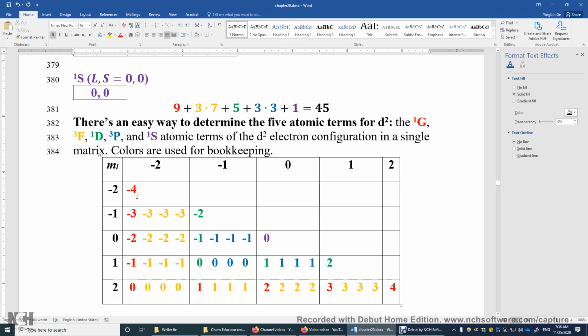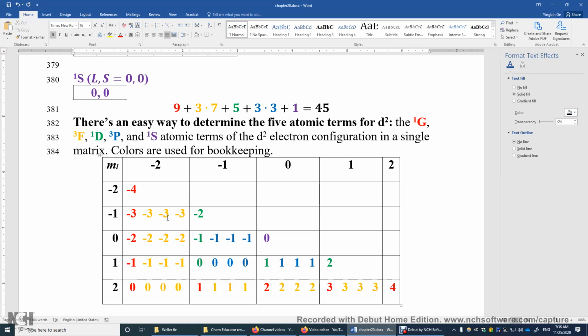-4 is the sum of the values of M sub L of these 2 electrons. Now let's put 1 electron in -2, the other electron in -1. In this case, these 2 electrons can have the same spin or they can have different spins. So I put 4, -3 here. Why -3? -2 plus -1 is -3. Now we have 4 spin options: alpha alpha, beta beta, alpha beta, and beta alpha.